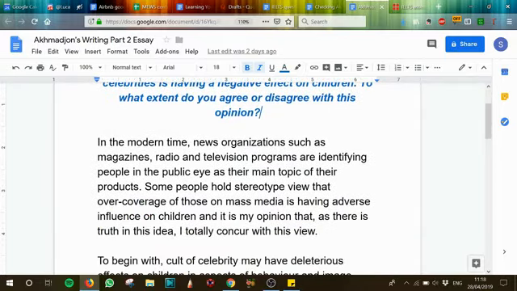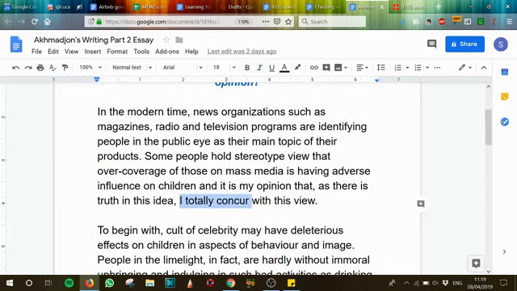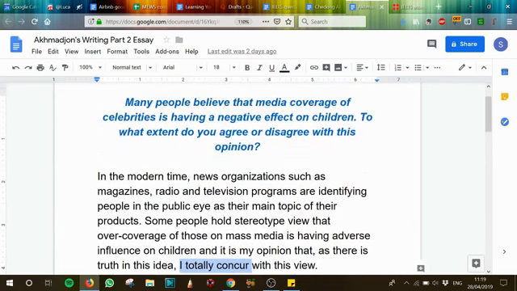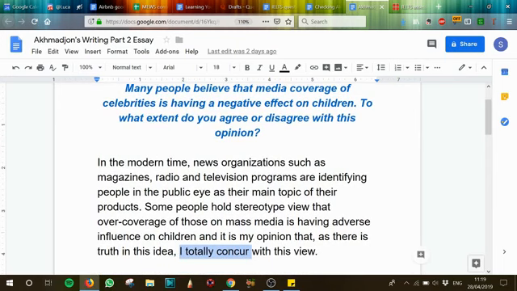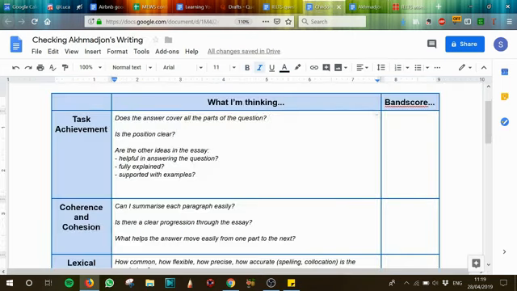But there's this part, to what extent do you agree? And I think that Akhmajon only really mentions this in one place. He says, I totally concur with this view, but maybe he could have given us a little bit more information about to what extent he agrees or disagrees. But generally, yes, Akhmajon answers all parts of the question.